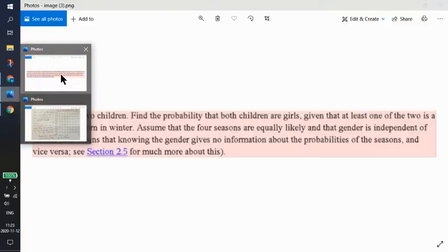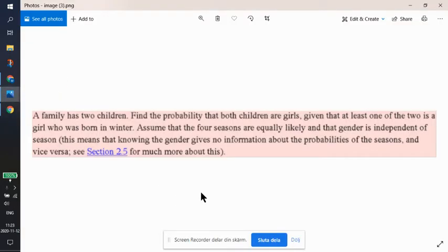Okay, so welcome. This was the bonus probability task that I mentioned. We need to read this carefully because it's slightly different to the problems we've seen in the book, so we need to make sure that we're interpreting it carefully. We're told that a family has two children, and we have to find the probability that both children are girls.